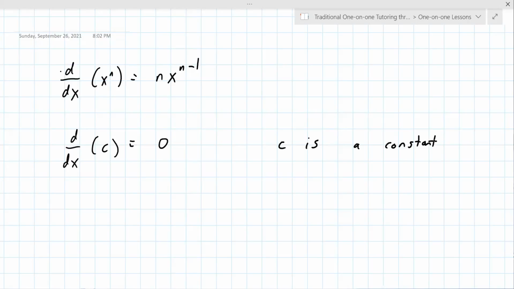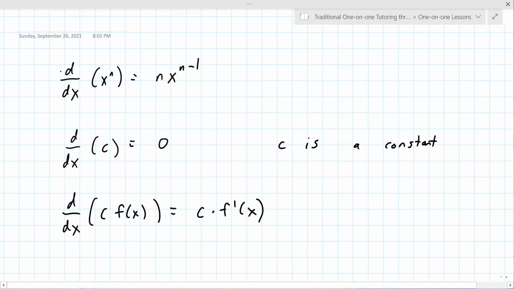The next one is the derivative of a constant times a function is the constant times the derivative of that function. And then last week we looked at e and logarithms. So let me write those down.